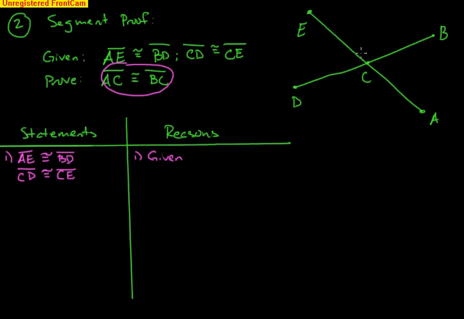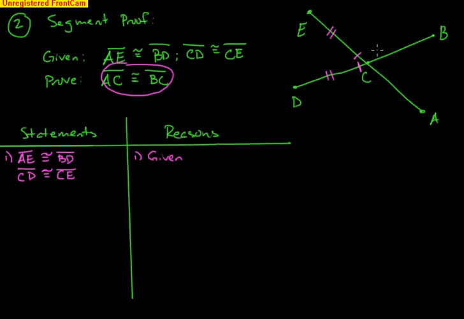That's very hard to mark. I'm going to put it right here and right there. That's for the entire segment. And I also know that CD is congruent to CE, so I'm going to put 2 tick marks on CD and 2 on CE. So now we have to prove that AC is congruent to BC.